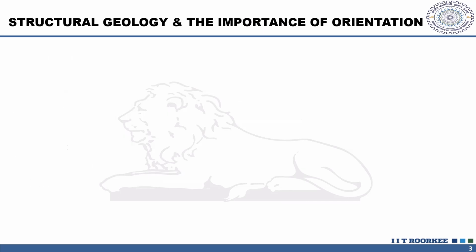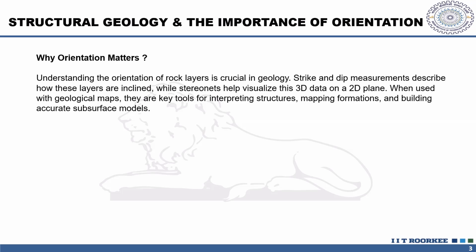Moving further, what is the orientation of different elements and why is it important in structural geology? It is very crucial to understand before moving further. Understanding the orientation of rock layers is very crucial in geology. Strike and dip measurements: the strike is the compass direction of a horizontal line on the plane, and dip is the angle that the plane makes with the horizontal, and the true dip is always measured at right angles to the strike. So strike and dip are the basic things in structural geology.